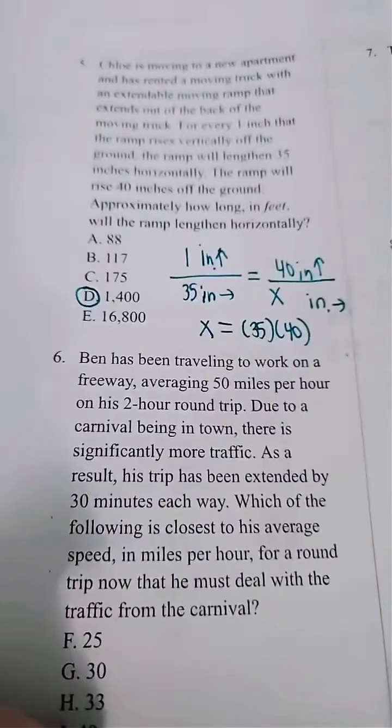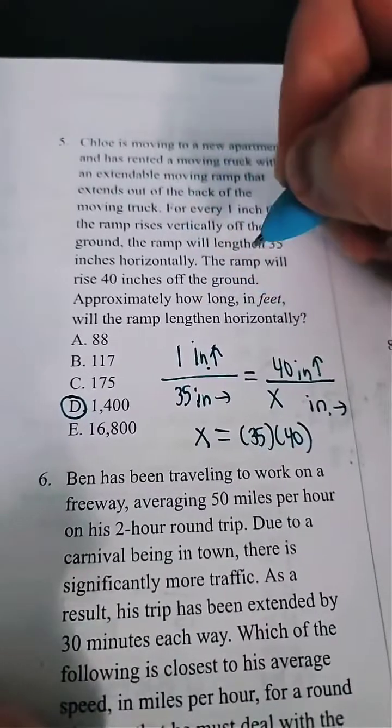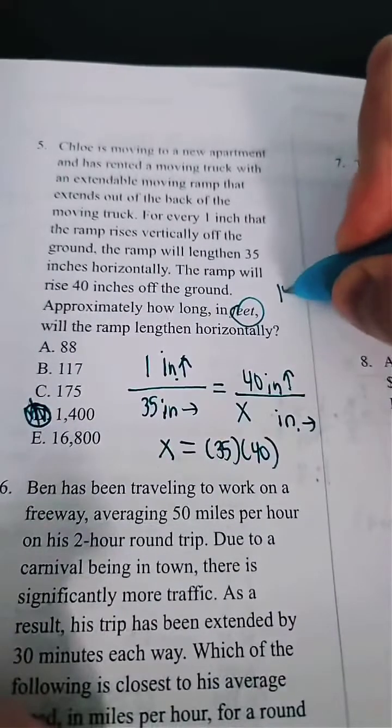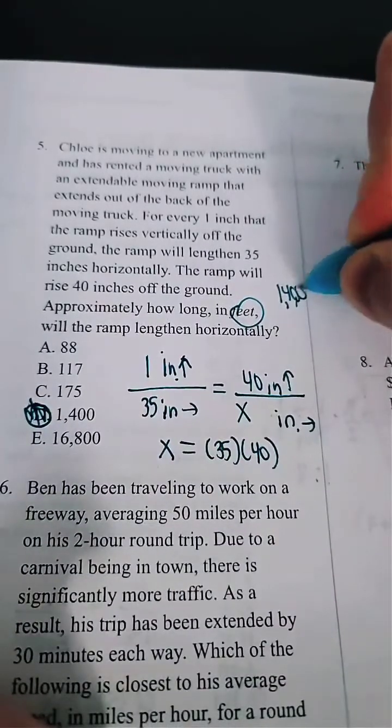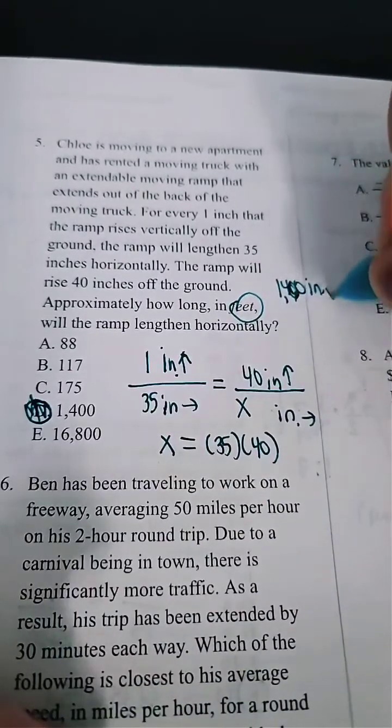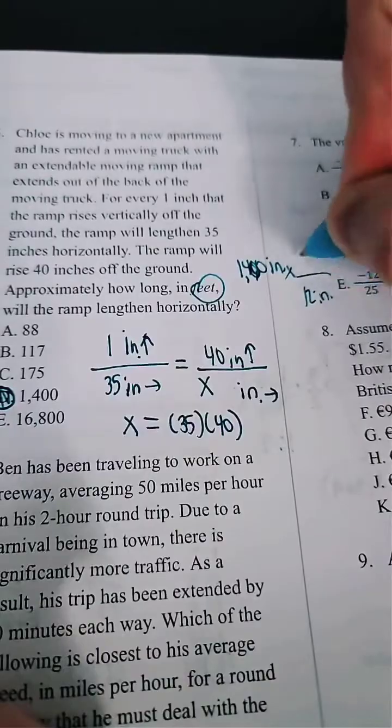Oh wait, hold on. Is that one? Wait, hold on. That's 1,400. Oh, but it says in feet. Hold on. I forgot that. 1,400 is what we get, that's inches, and we want feet. So we have to convert this into feet by saying there's 12 inches in 1 foot.